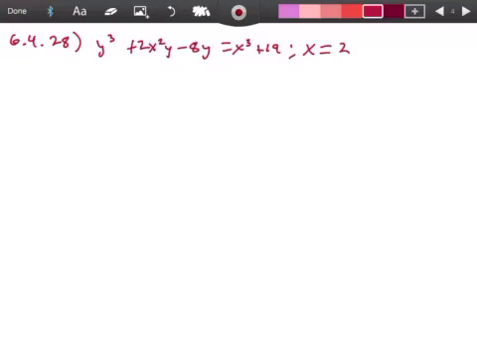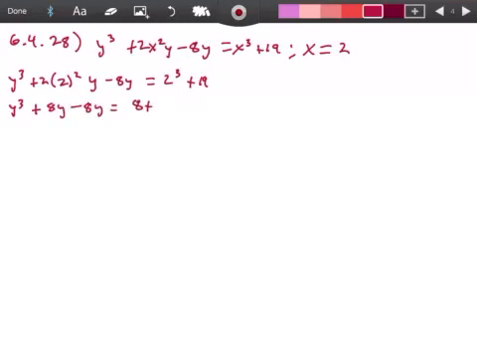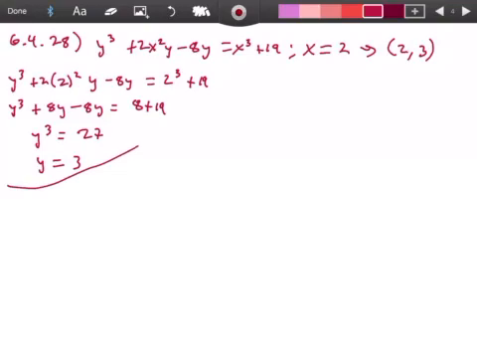So to find y when x equals 2, y cubed plus 2 times 2 squared y minus 8y equals 2 cubed plus 19. Y cubed plus 2 times 2 squared, that's plus 8y minus 8y equals 8 plus 19. Well, the 8y minus 8y cancels out, and we get y cubed equals 27, cube root of both sides, and y equals 3. So now we have the point (2, 3), and we can find the implicit derivative.